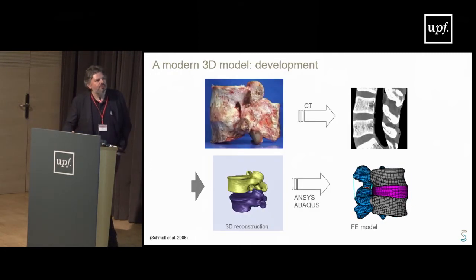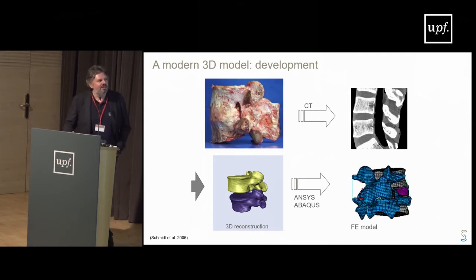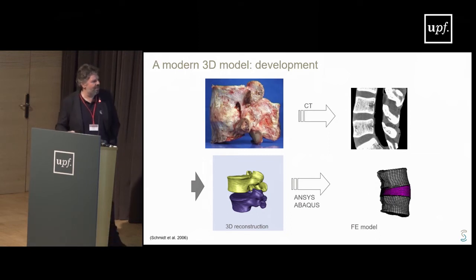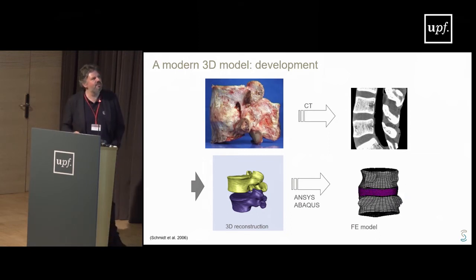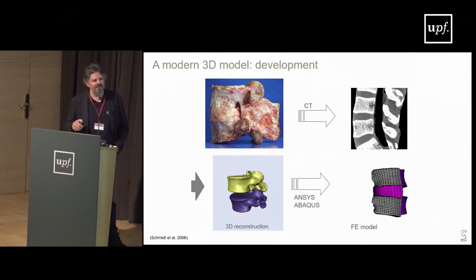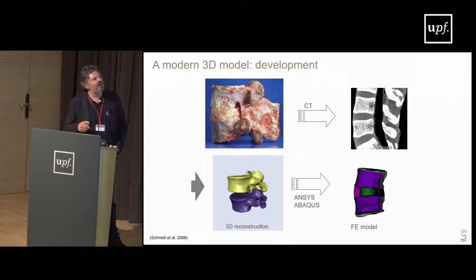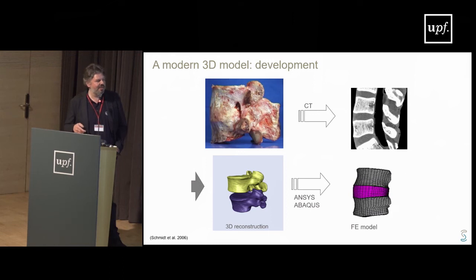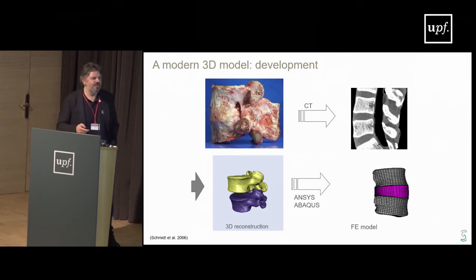So I'll now show you some examples from a modern model that was developed in 2006 by my former colleague and also friend, Hendrik Schmidt, at the University of Ulm. It's a model of L4, L5. The idea is starting from a human specimen, we have vertebrae L4, L5, and the disc. Take a CT scan, perform a standard 3D reconstruction, and then build a structural model with only hexahedral elements.